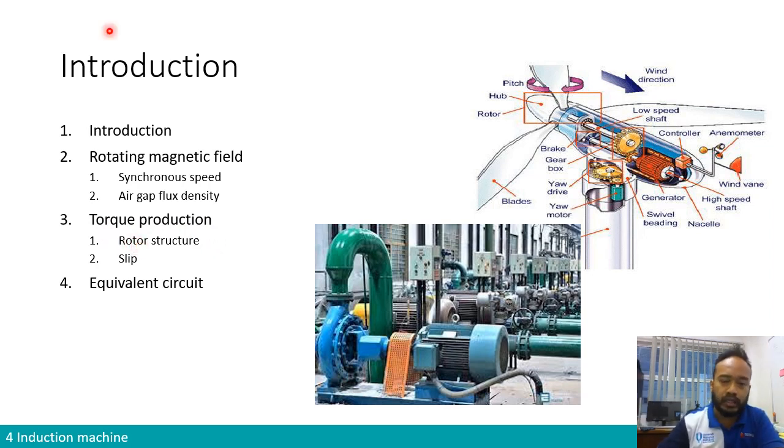There are two types of rotor structure available for the induction machine, and then a particular notion specific to the induction machine, which is slip, will be discussed later on to understand the mechanism of torque production in the induction machine. And then finally, we'll briefly discuss the equivalent electrical circuit of the machine. Basically, the purpose of having an equivalent circuit is to be able to do an electrical analysis of the machine.